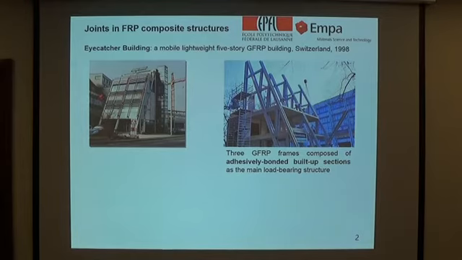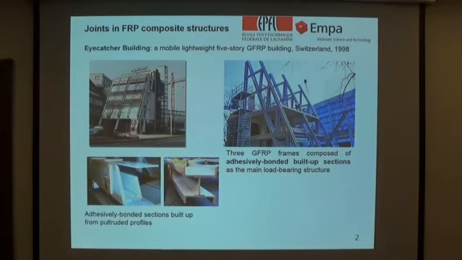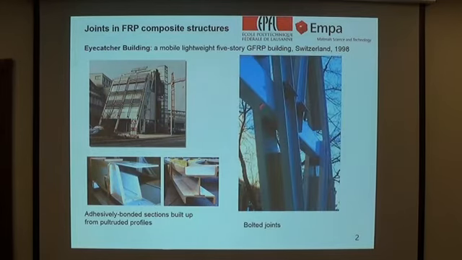For example, here is a building in Switzerland made of GFRP profiles, and the profiles are made from GFRP laminate connected together with an adhesive layer. In the frame they are connected with bolts. So here we actually present two different types of joint: one is bolted and one is the adhesive bond. But my presentation is mainly on the adhesive joint.